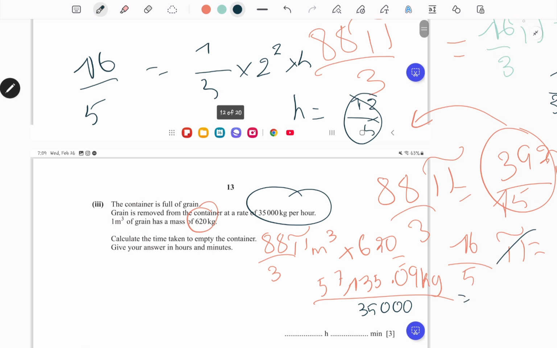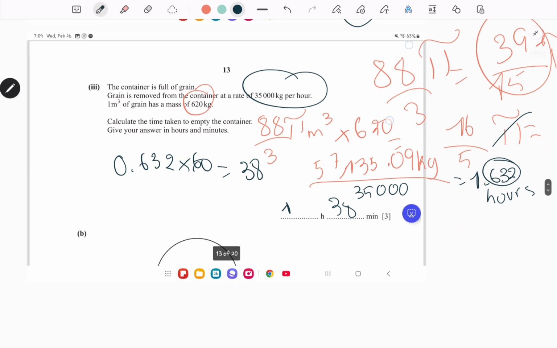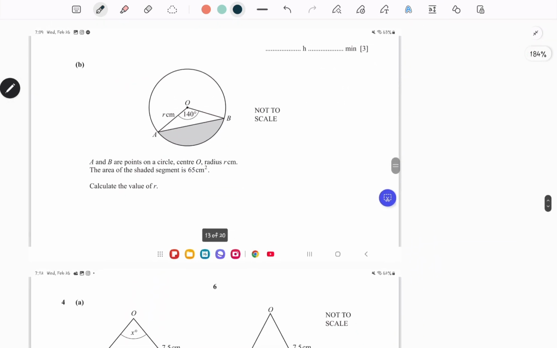And we're going to get approximately 1.632 hours. So we know that it is 1 hour, but the 0.632 we cannot leave it. So we're going to take it as a decimal, 0.632 multiplied by 60. So then we will get it in minutes. So 0.632 times 60, you are going to get approximately 38 minutes. So it's 1 hour and 38 minutes.